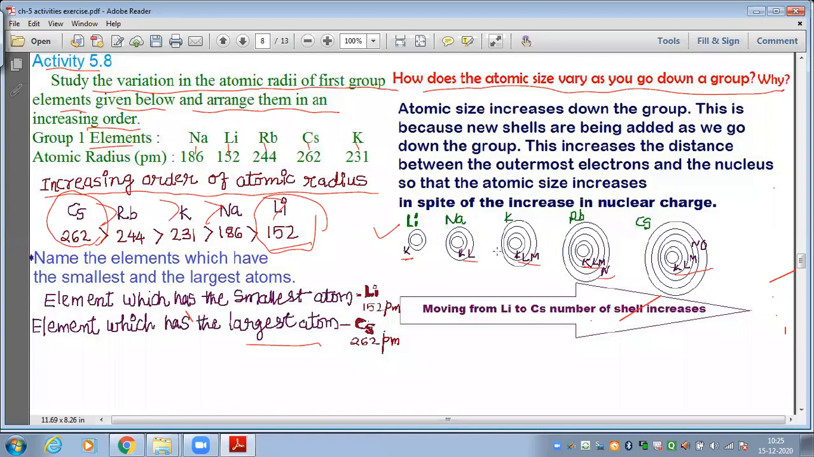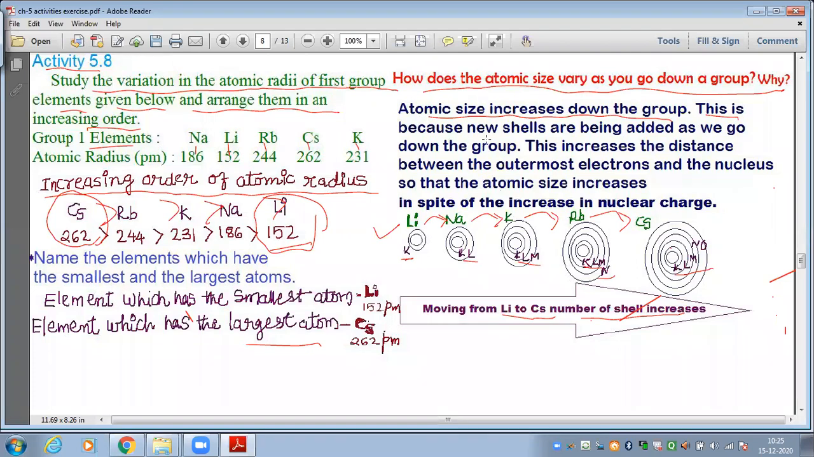So you can see that the picture itself is going bigger and bigger, because each time when you move from one element in the group to another element in the group, one shell has been added. That means the shell is arranged farther away from the nucleus. So moving from lithium to cesium, the number of shells increases. Now let us see the answer. You just need to remember that as you go down the group, the number of shells increases. So atomic size increases down the group.